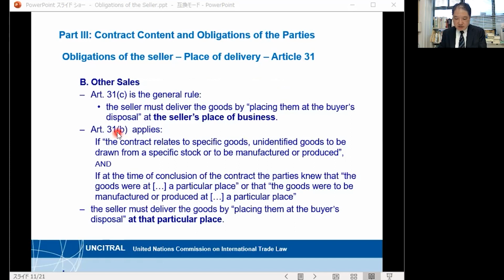Now let me move on to the next slide. I have been talking about contracts of sale involving carriage of the goods so far. Now, for other sales that do not involve carriage of the goods, what are the rules on place of delivery under the CISG? Article 31(c) is the general rule. Article 31(c) provides that the seller must deliver the goods by placing them at the buyer's disposal at the seller's place of business. So this is an obligation to collect: the buyer must collect the goods at the seller's place of business. That is the default general rule under the CISG.